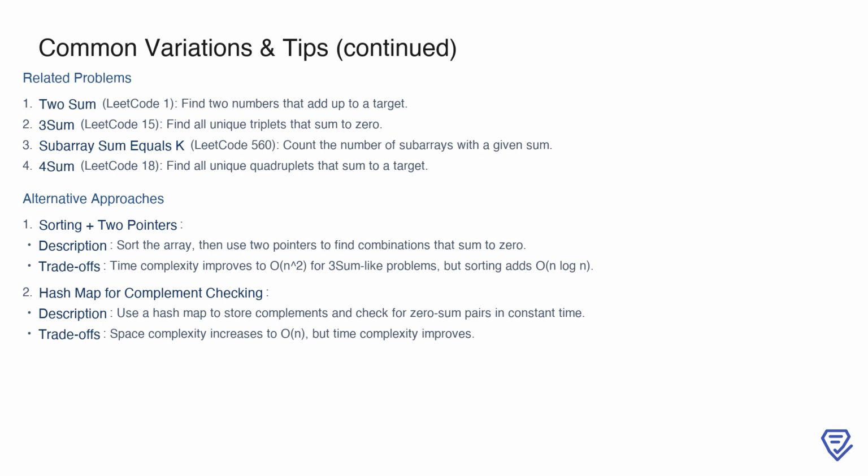Another approach is using a hash map to check for complements. This allows you to find zero-sum pairs in constant time, significantly improving efficiency. However, it does increase space complexity, so you'll need to weigh the trade-offs carefully.